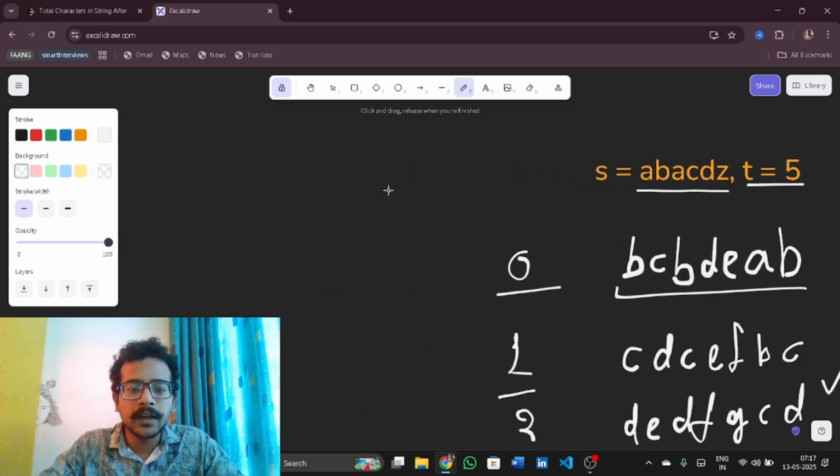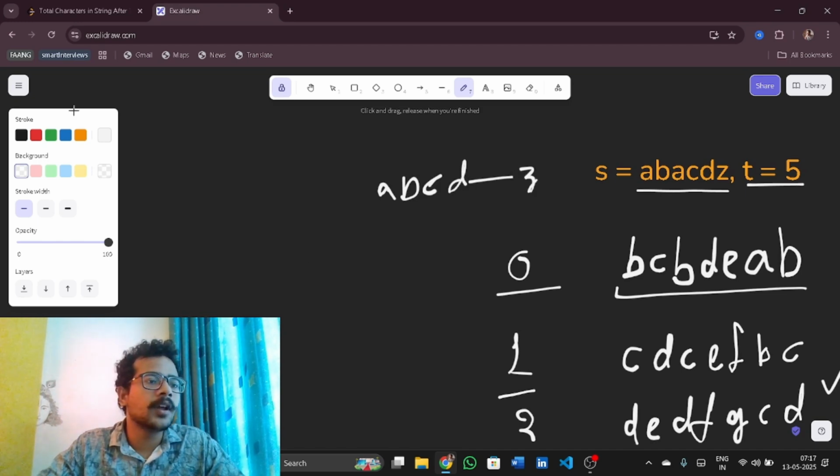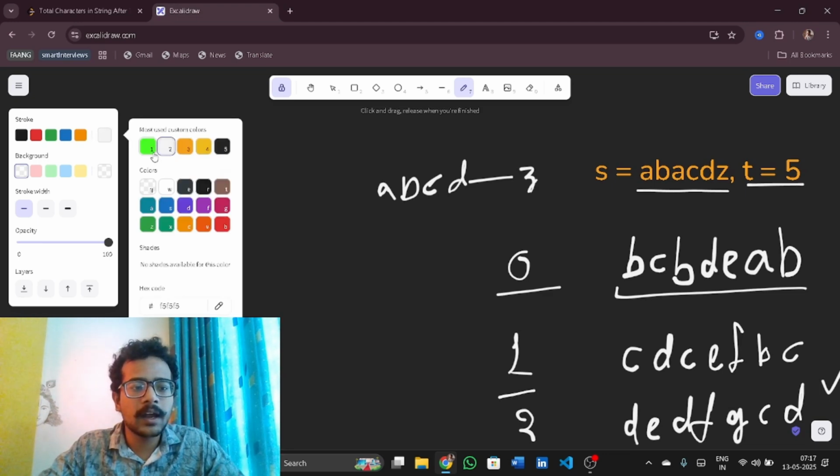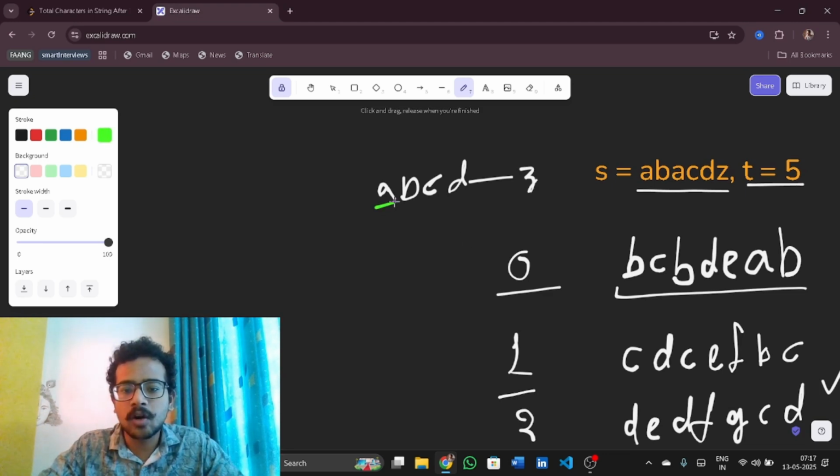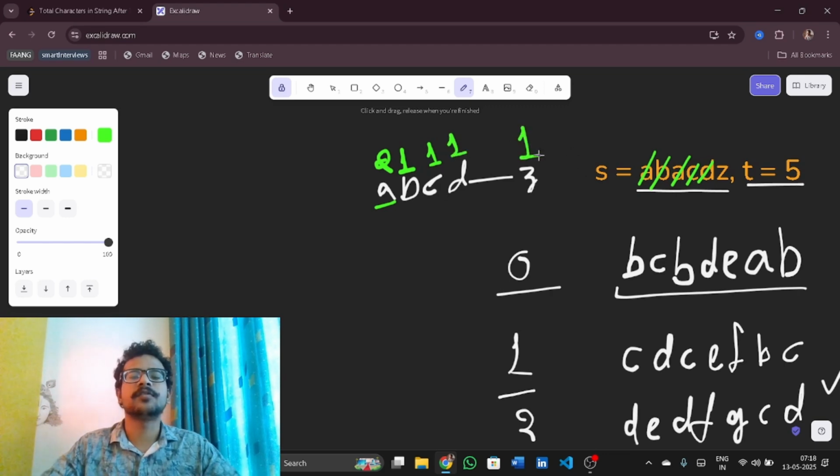Now if I write it, A, B, C, D, and there are no characters except Z. If I was asked how many times I got A: 1, 2 times. A is for 2 times. How many times B? B is for 1 time. How many times C? C is for 1 time. How many times D? D is for 1 time. How many times Z? Z is for 1 time.